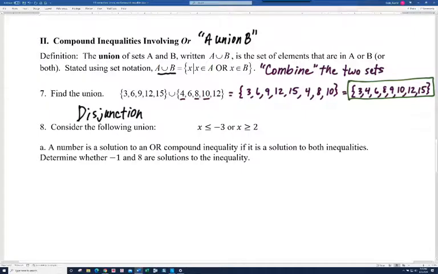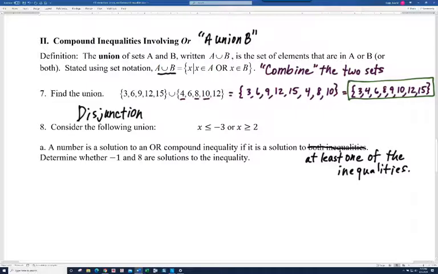All right, so now it says a number is a solution to an or compound inequality if it is a solution to, oh goodness, I wrote the wrong thing here. It shouldn't say both inequalities. If it's a solution to at least one of the inequalities. Now remember, with an and statement, it had to be a solution to both in order for it to be true. So let's think about this.